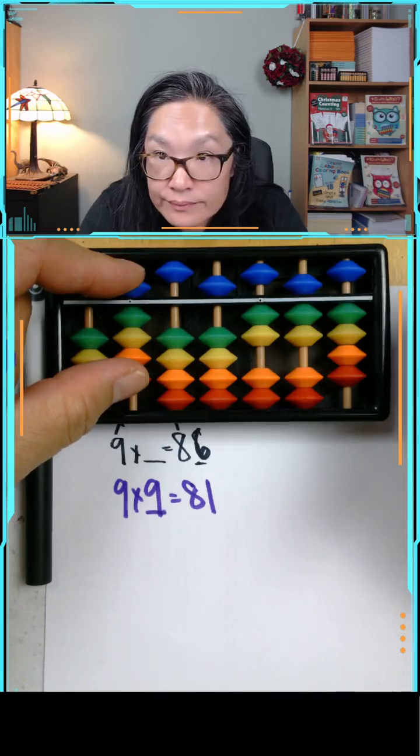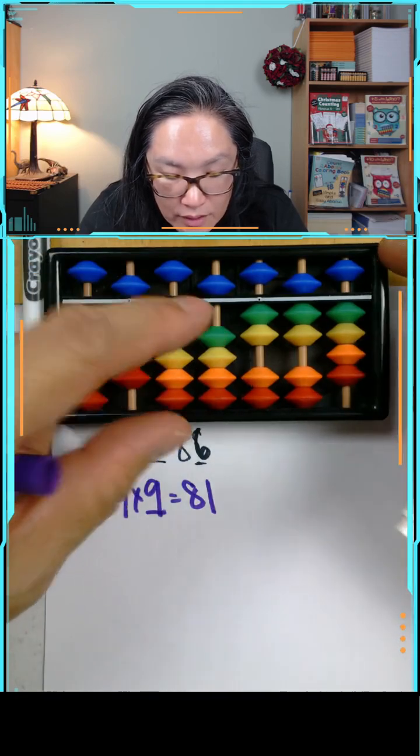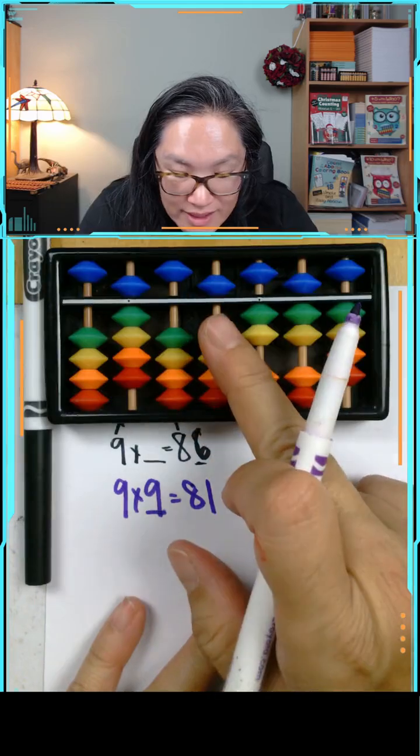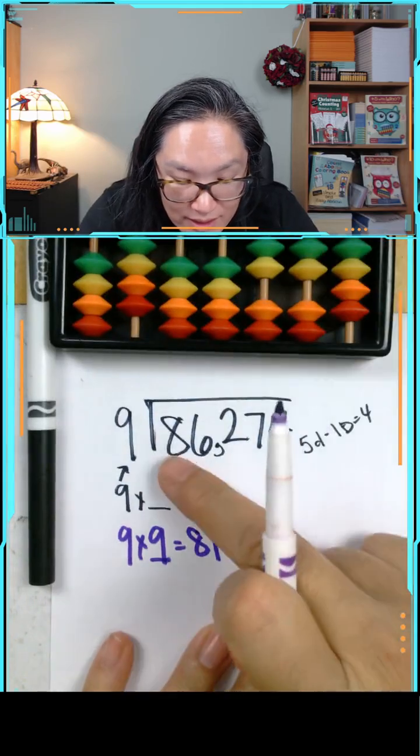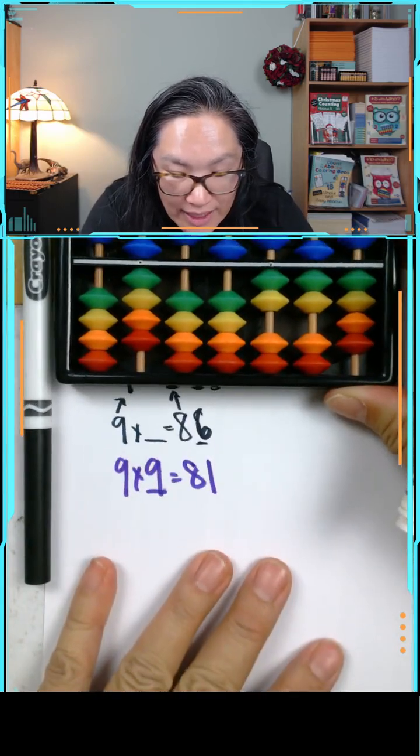Got it? Now what? We're going to stay here, because if I use this, it's going to get me wrong. Because what did I do? I took away 81.